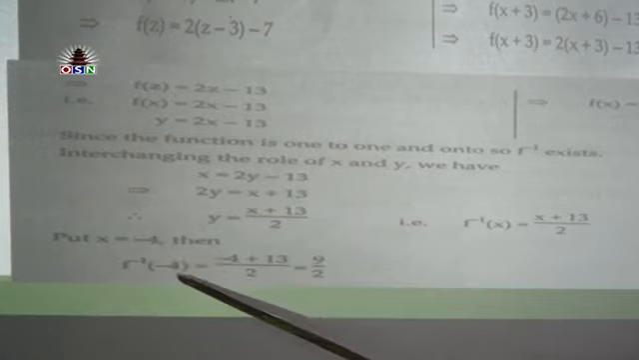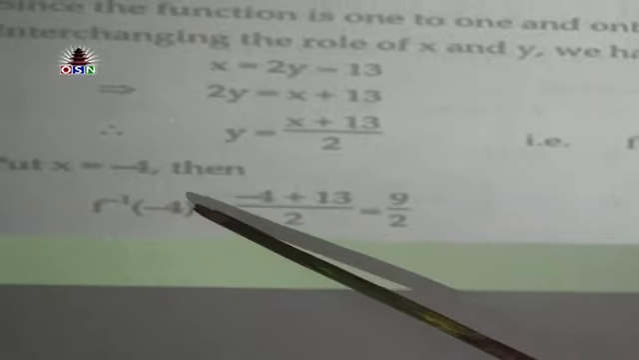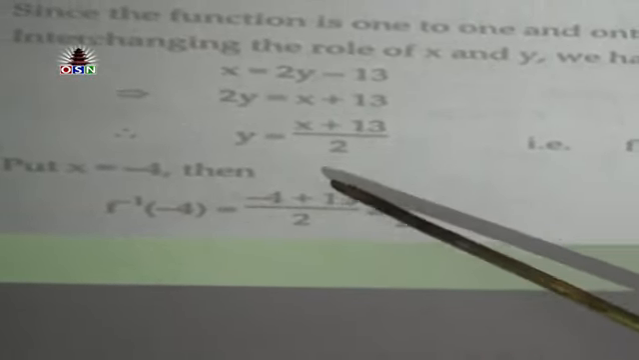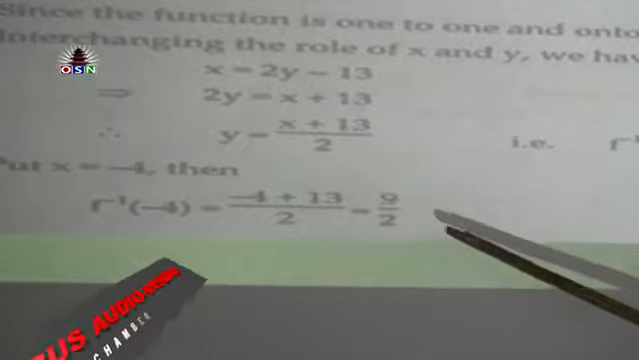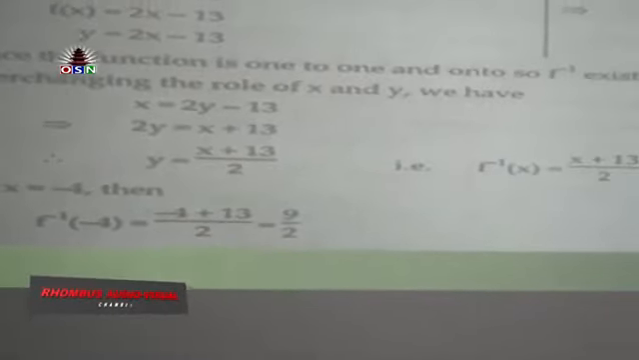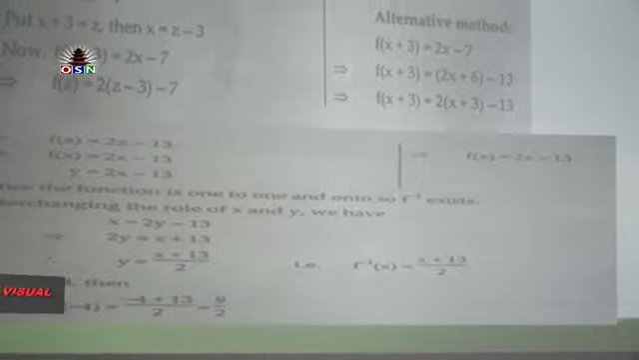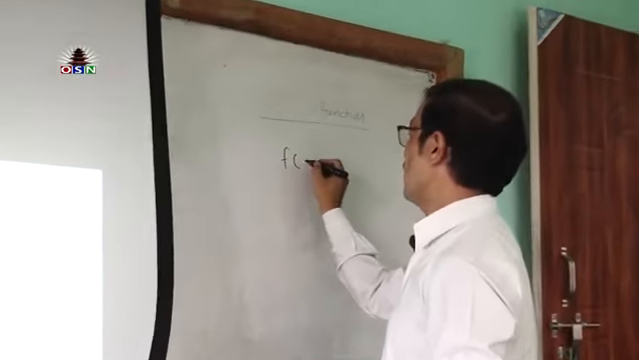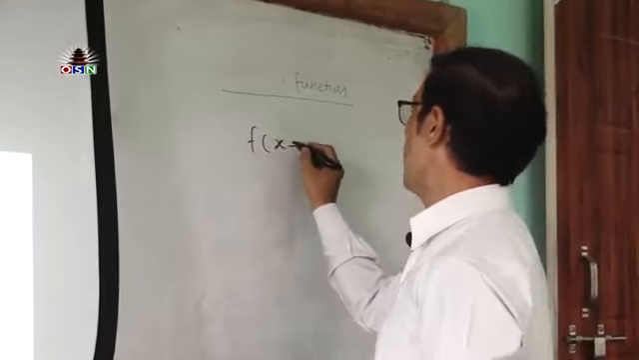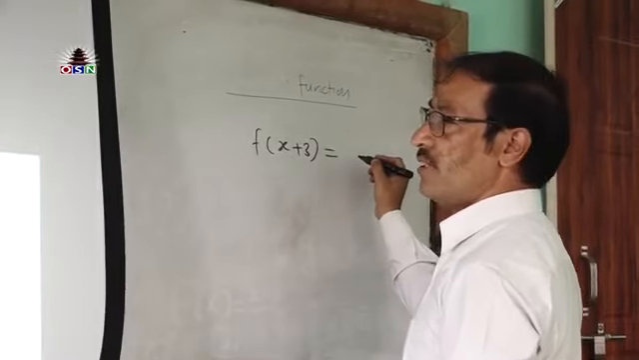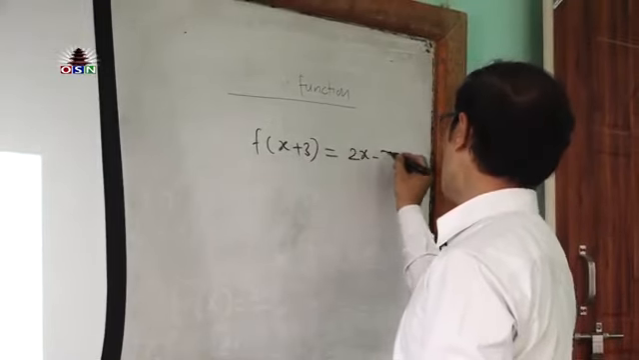So f inverse of minus 4 is what the question is asking you to find. So in place of x you can write minus 4. When we write minus 4 for x, the same you will have to write on the right hand side also. After simplification we have got 9 by 2 as f inverse of minus 4. So this is the process. Okay, I think I will have to write here on the board for you. This is the given 2x minus 7.